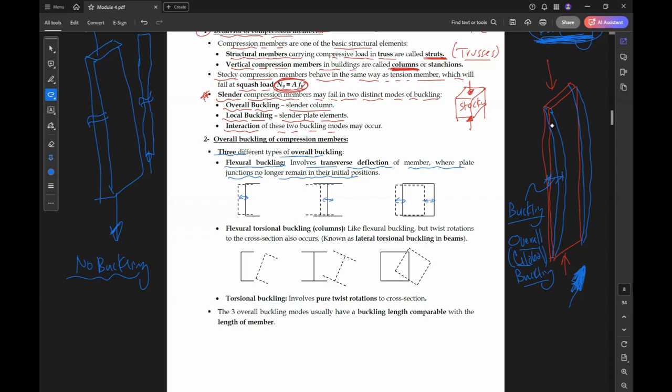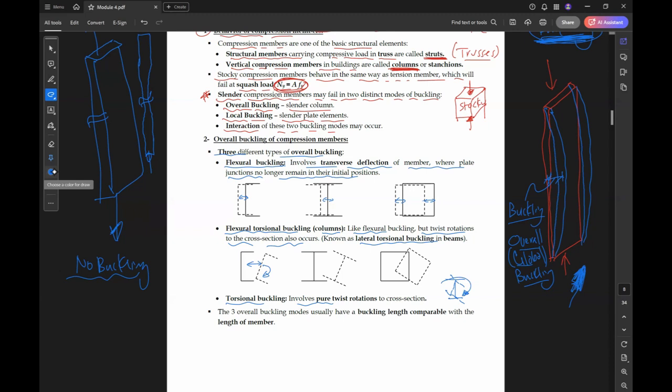Another type is flexural-torsional buckling in columns. This is similar to flexural buckling, but twist rotation of the cross section also occurs. It can also be known as lateral-torsional buckling in beams. So this one has lateral movement and also twisting. That's why it's called flexural-torsional buckling. Torsional buckling involves pure twisting rotation of the element. For example, this member, after buckling, becomes like that. So there is no transverse movement, only twisting.